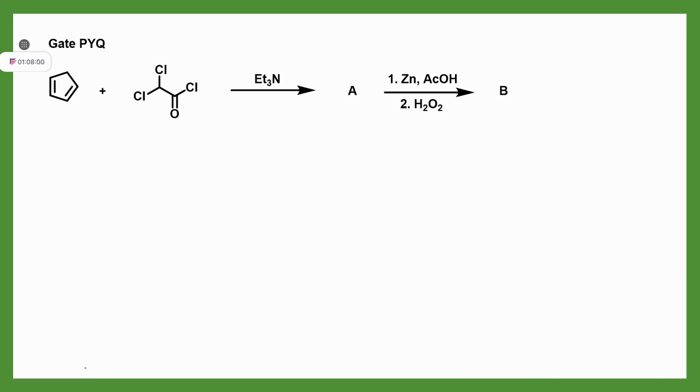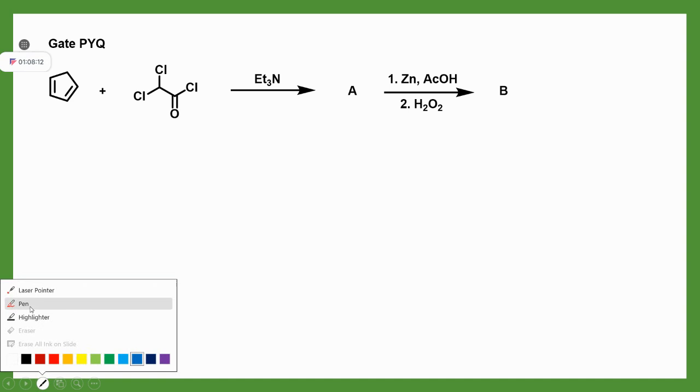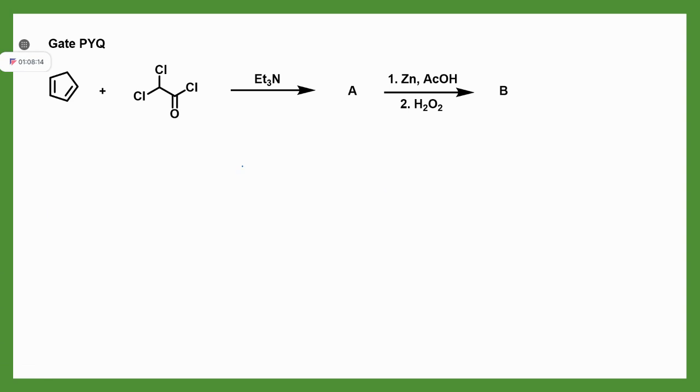Okay. So after getting ketene, there are two possible reactions. One is a 4 plus 2 reaction, one is a 2 plus 2 reaction. Now, who is going to tell me which reaction will take place here? 2 plus 2 will take place. With reason.